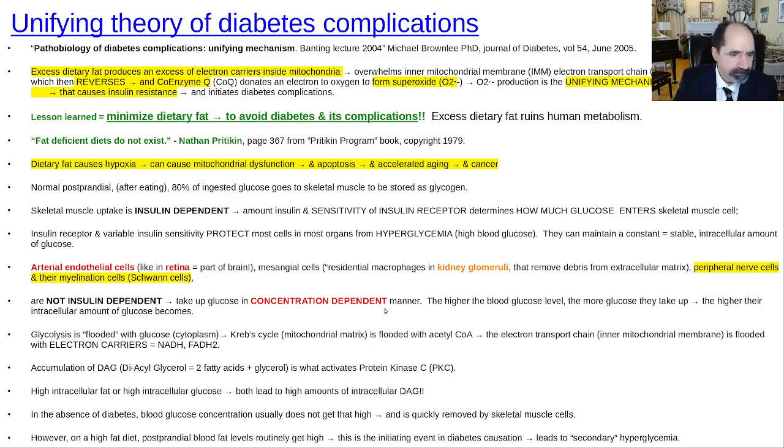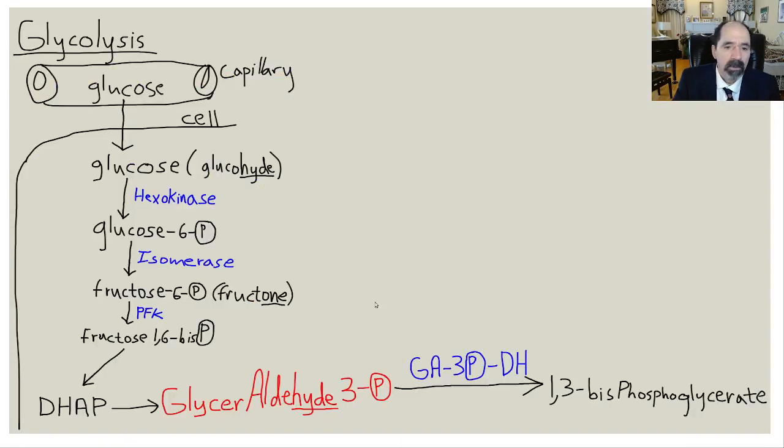All right, so here's the beginning of glucose going into a cell. Glucose comes into a cell from the capillary. First thing that happens is it gets phosphorylated. That puts a big negative charge in there and traps it inside the cell.